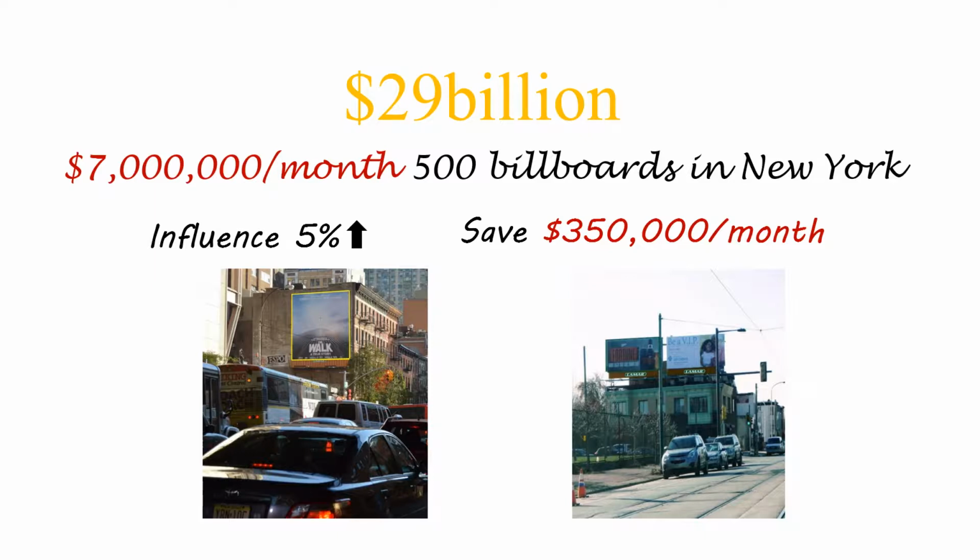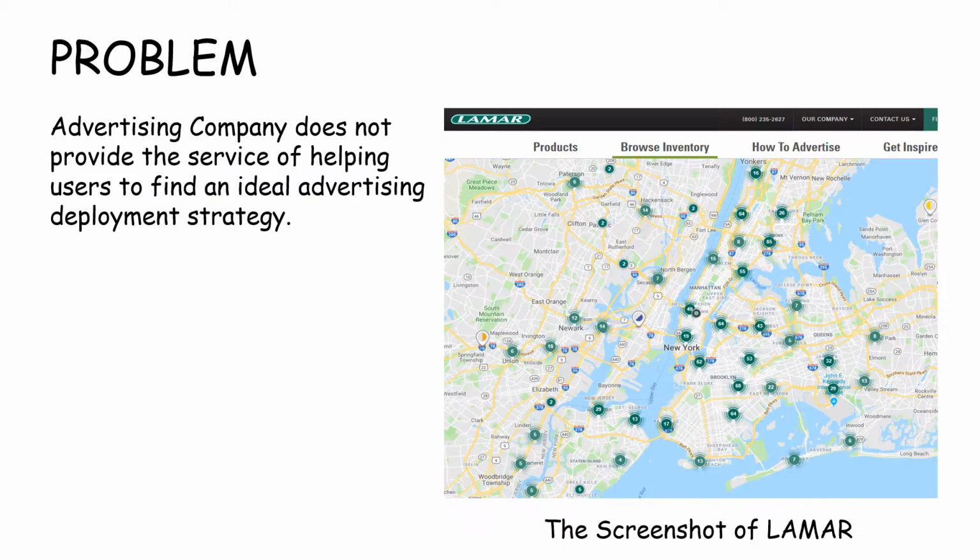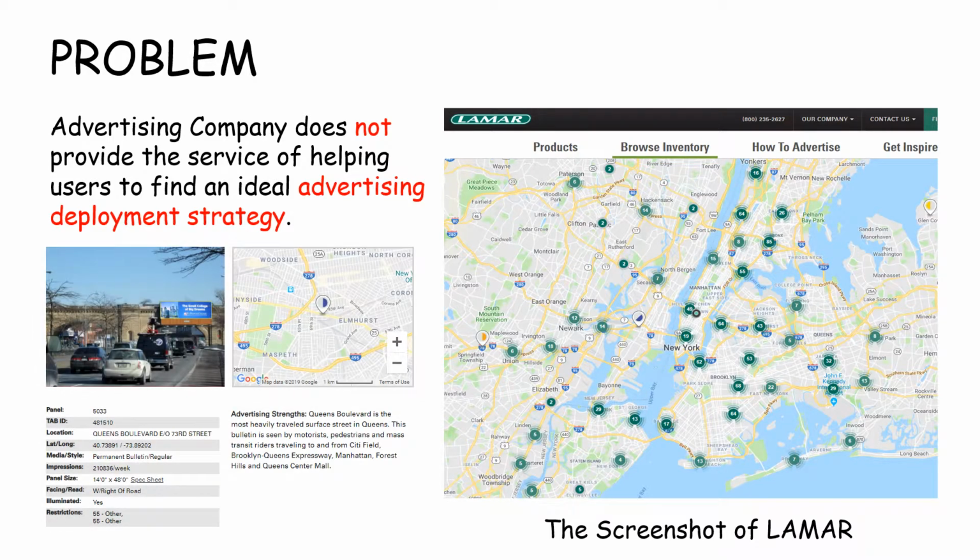For example, renting 500 billboards will cost $7 million per month in New York. Improving the advertising influence by 5% means saving about $350,000 per month. Therefore, a good renting strategy is important. However, the advertising companies don't provide the renting strategy. For example, the biggest American advertising company, Lamar, only shows the basic billboard information.